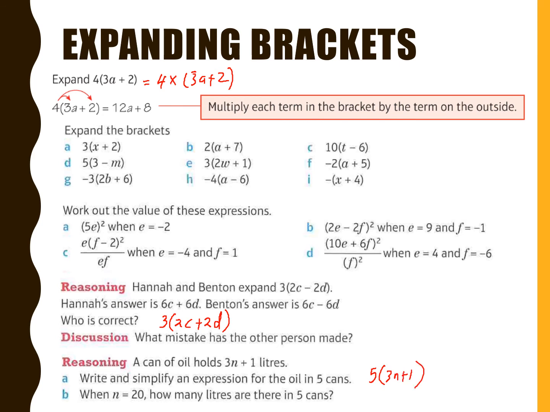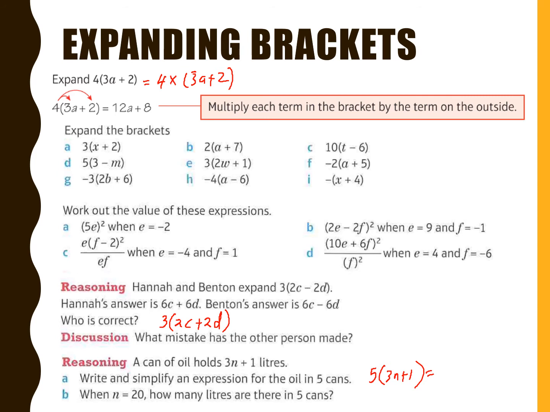Be careful. Remember what I said. Whatever the factor, you need to multiply with each term in the bracket. So it's going to be 5 times 3n plus 5. And then when n is 20, again, this is substitution. When n is 20, how many liters are there in 5 cans? So expand this first.